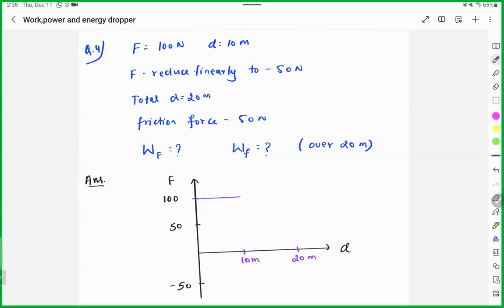Then it will reduce to 50 Newton. Do you understand? As simple as that. This will be the graph. First, 100 Newton for 10 meter distance. Then force linearly reducing from 100 to 50. Okay, this is the graph. You can make this a dotted line.